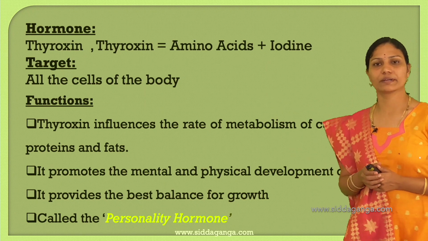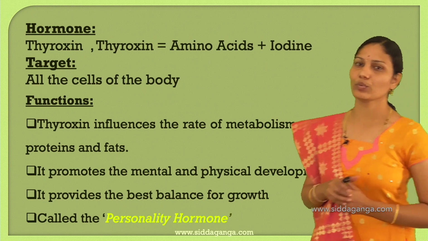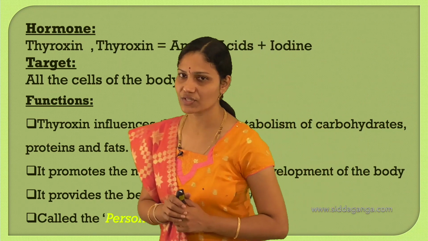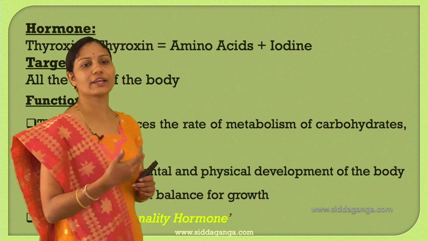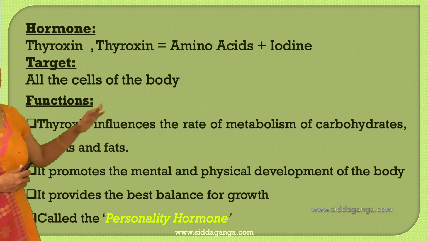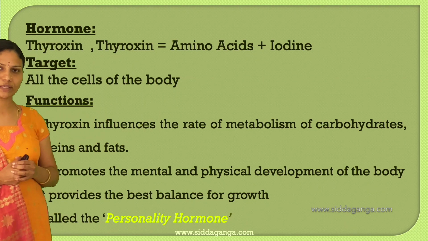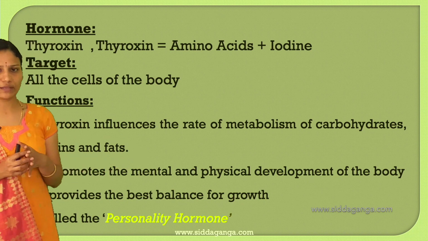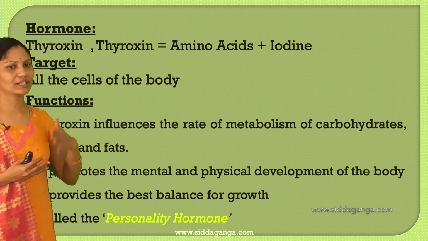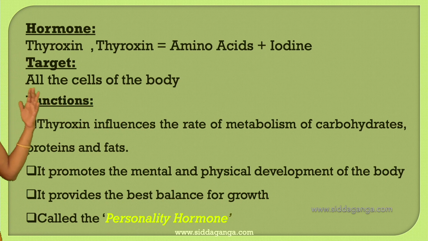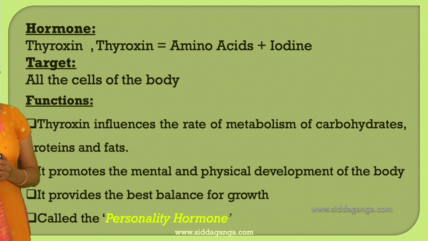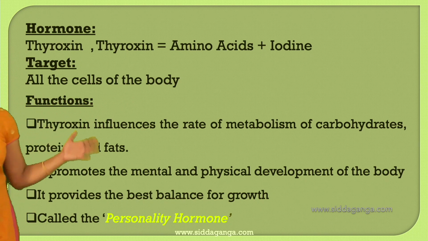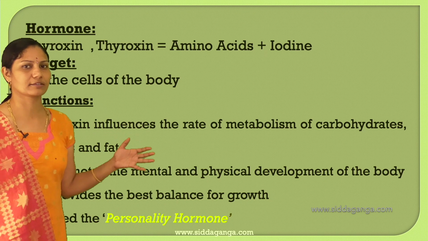This thyroxine is made up of amino acid and iodine. So iodine is very, very essential for the synthesis of thyroxine. The target cells are almost all the cells of the body, because it has to direct every cell of the body regarding metabolism. Therefore, the target cells here are all the cells of the body. The target organs are every organ in the body.